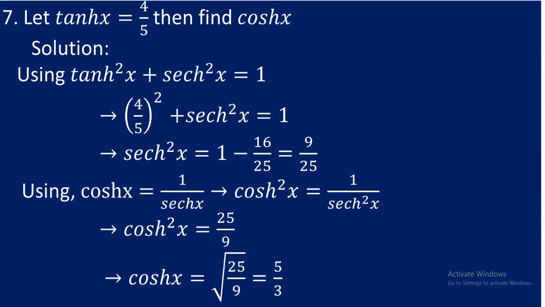Thus, we were asked to determine cosh of x, provided that tanh of x is given. Using the identity tanh squared x plus sech squared x equals 1, we have obtained sech squared x to be 9 over 25, as you see from this one. And finally, using the concept that the range for cosh x is from 1 to infinity, we took the positive square root and obtained that the square root of 25 over 9 is 5 over 3. Hence, cosh x is 5 over 3.